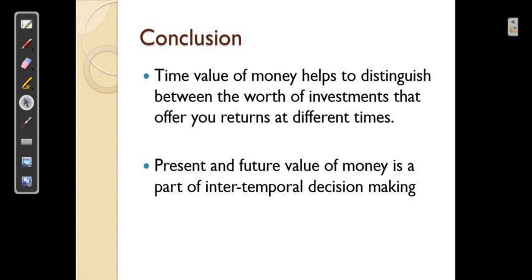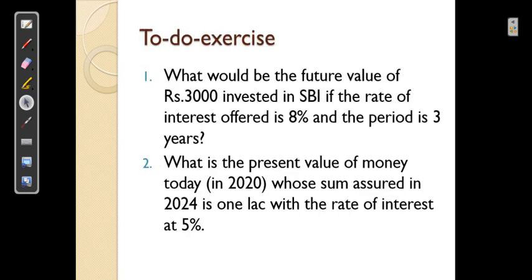I hope you could understand this term. Now there are 2 exercises for you. You need to work out what would be the future value of rupees 3,000 if you invested in SBI if the rate of interest offered is 8% and the period is 3 years. And the second exercise is of the present value of money. You need to find out the present value of money today in 2020 whose sum assured in 2024 is 1 lakh with the rate of interest 5%.